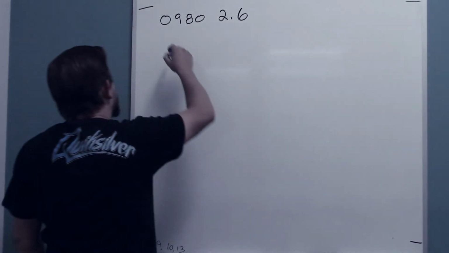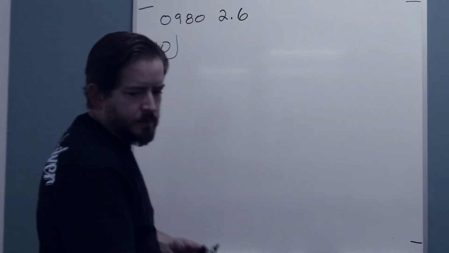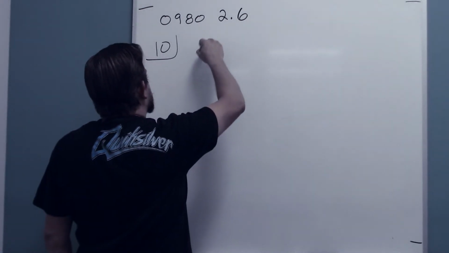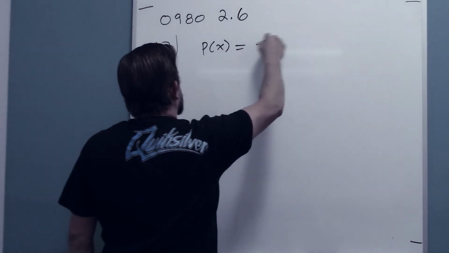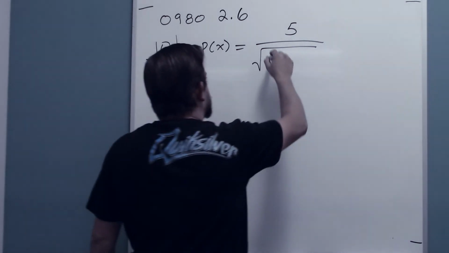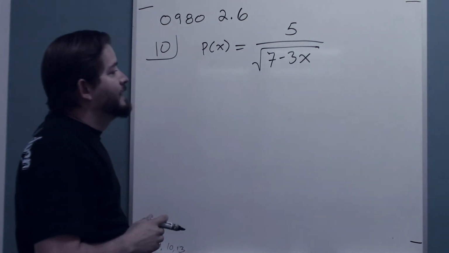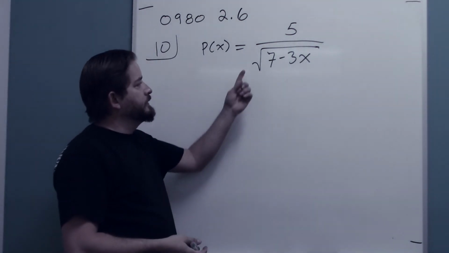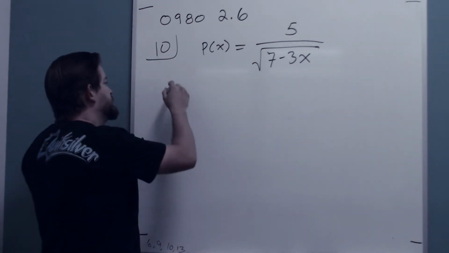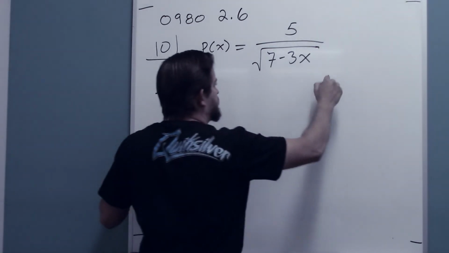Let's look at 10. 10 is some function we're calling p of x is equal to 5 over the square root of 7 minus 3x. Now I have two issues in one. I have a square root, and all of that is in the denominator, right? So my two issues are the square root and the denominator.